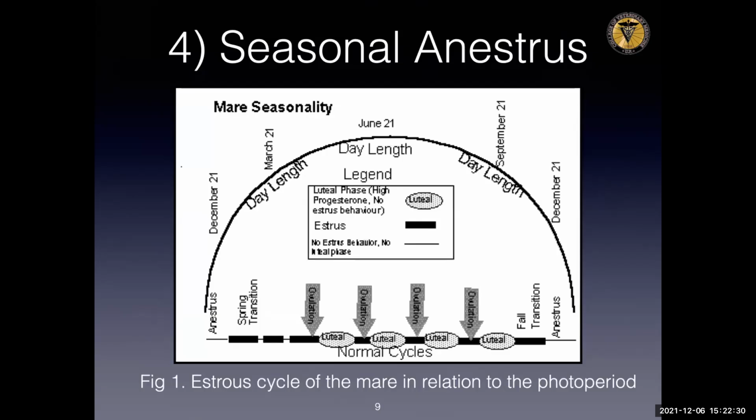This is just a figure to show you the estrous cycle of the mare in relation to the photoperiod. You see that as there is increased daylight, there will be ovulation. Look at the middle part: ovulation. So you will have more normal estrous cycles when the daylight hours are greater.